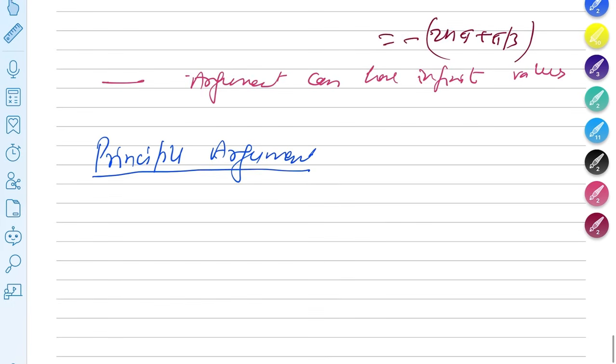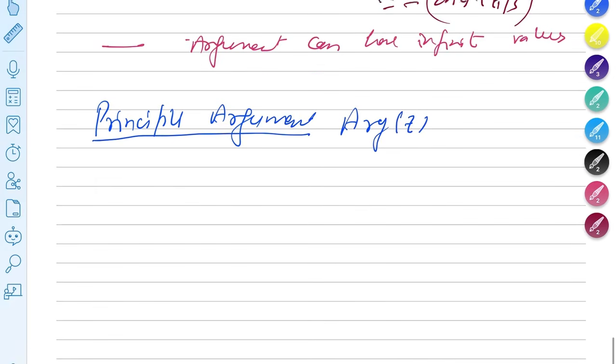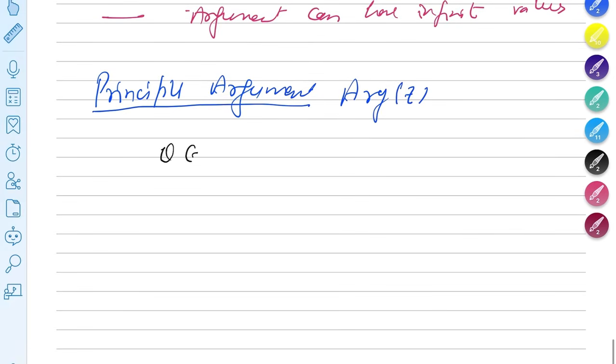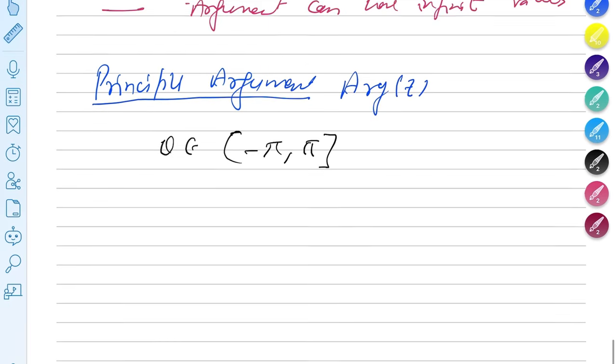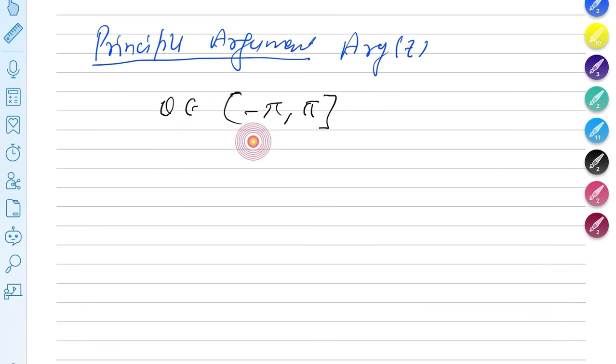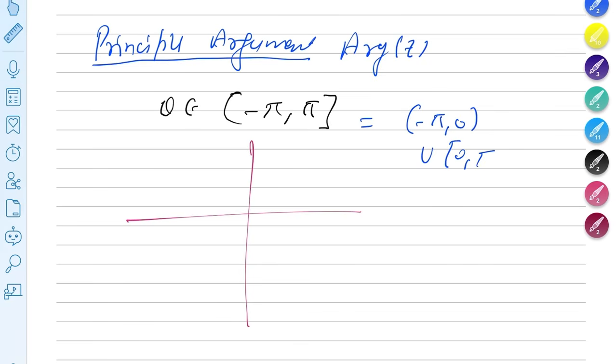Principal argument. What is principal argument? It is sometimes represented by a capital R. The principal argument restricts the values of argument between minus pi to pi. Now this will restrict the infinite values of argument. So basically it has minus pi to 0 and then 0 to pi.